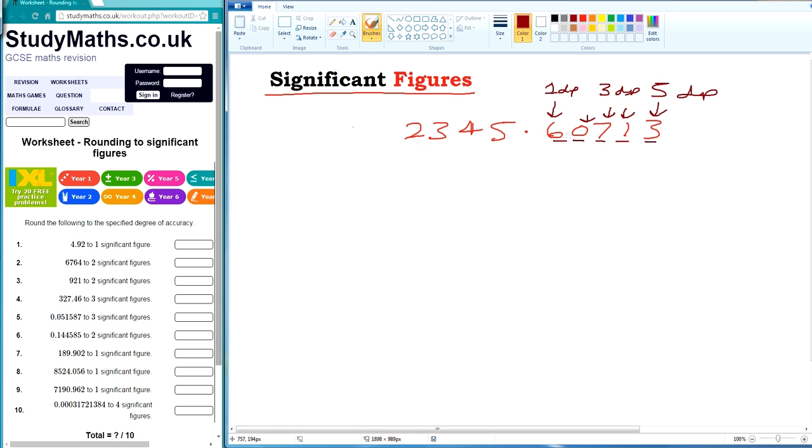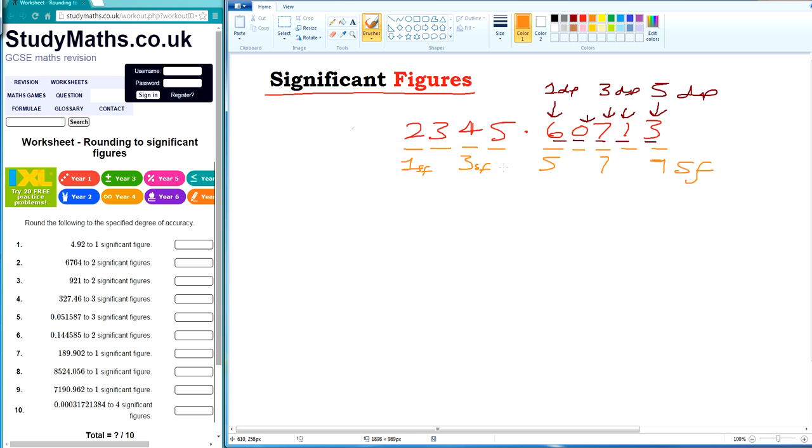Now, in this particular question, if we look at the significant figures, I'll change color now. The first significant figure, now the word significant itself, what does it mean? The word significant means something of value. So the first number of value, the first non-zero digit. Your first non-zero digit isn't actually here, it is actually there. Second, third, fourth, fifth, sixth, seventh, eighth, ninth significant figure.